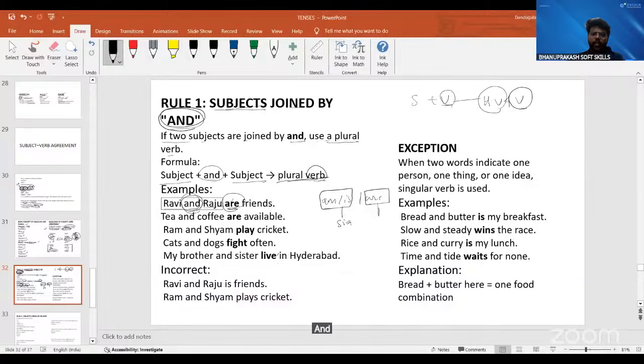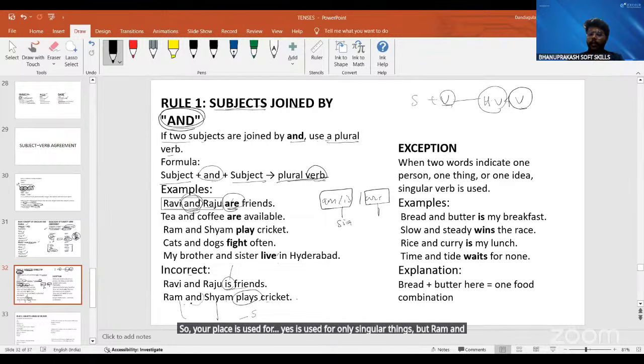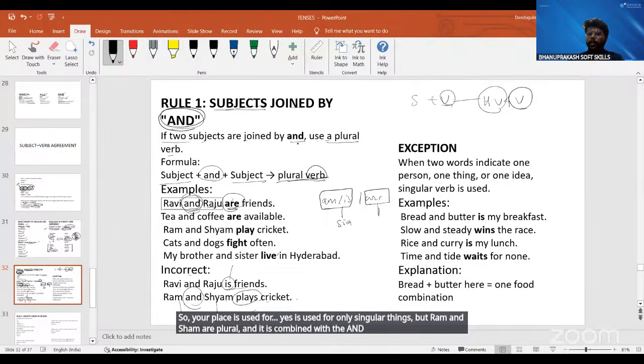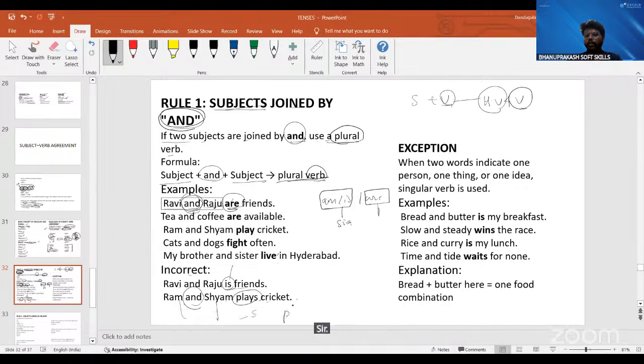And here you can see wrong. Ravi and Raju is friends is wrong. Why? Is is singular. Ram and Sham plays cricket. Here, plays, the s form, is used only for singular things. But Ram and Sham are plural and combined with the word and. As per the rule, if there is an and which combines two subjects, then we use only a plural verb. So automatically instead of plays, it is play.